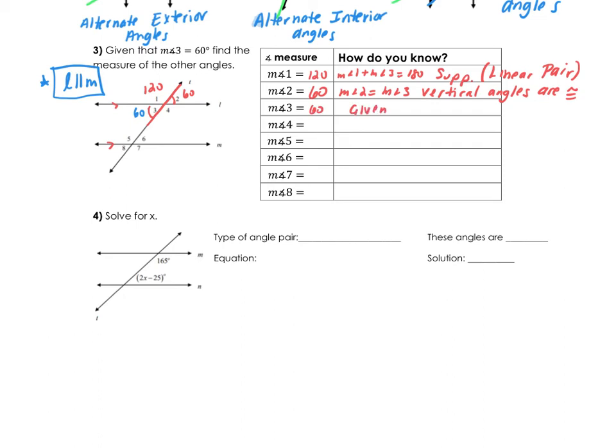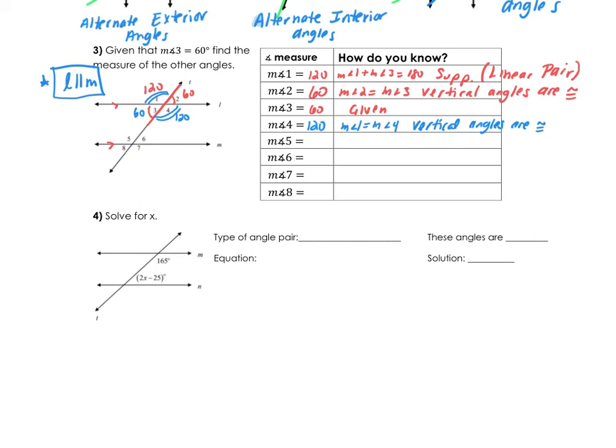Okay. Angle 4, well, you could say it's a vertical angle to angle 1. So we can say that it's 120. So the measure of angle 1 equals measure of angle 4. Vertical angles are congruent. You could also say that angle 2 and angle 4 are supplementary, or angle 3 and angle 4 are supplementary. Okay, now is where the parallel lines come in. All right, we're going to make a jump to get to angle 5.